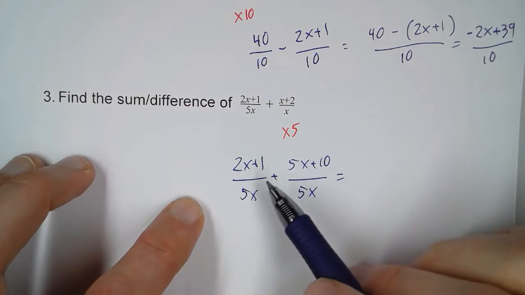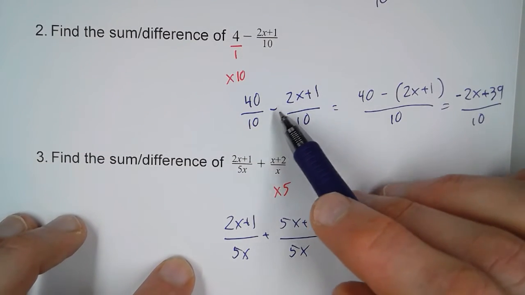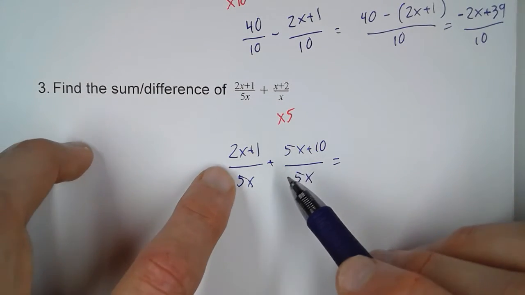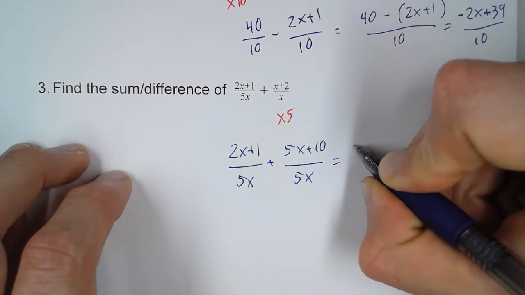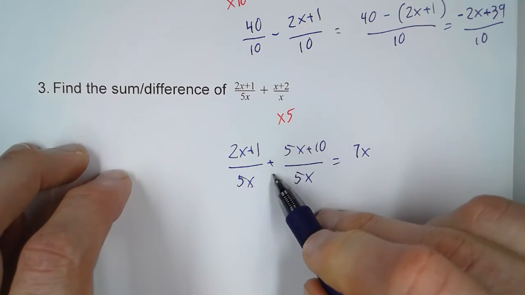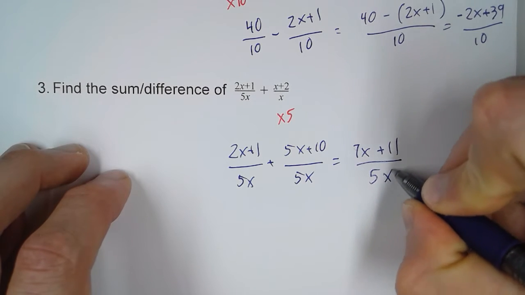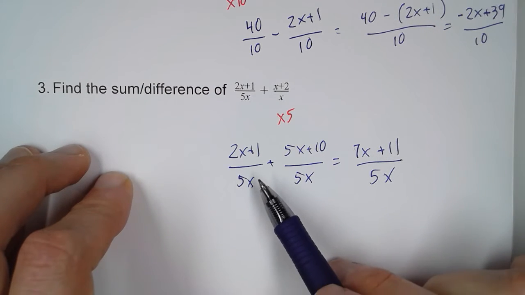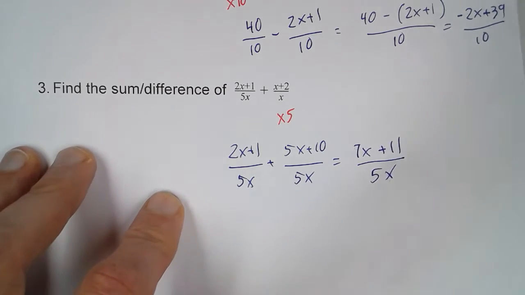You always have to be careful when subtracting to be sure that you include negatives, but when you're adding, it's a little bit easier. We can just say 2x plus 5x, that's 7x. And then 1 plus 10 is 11, all over 5x. Again, when we add or subtract rational expressions, the denominator stays the same.